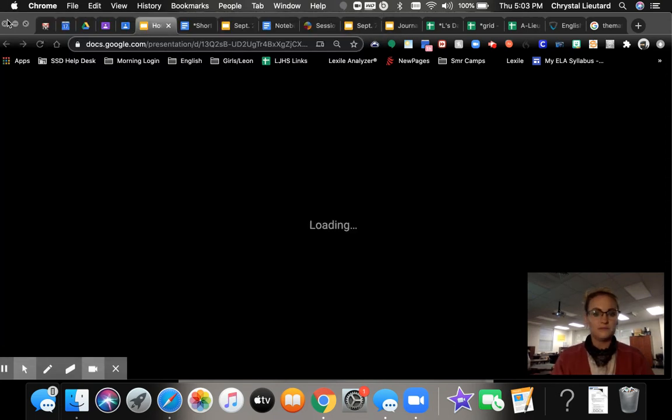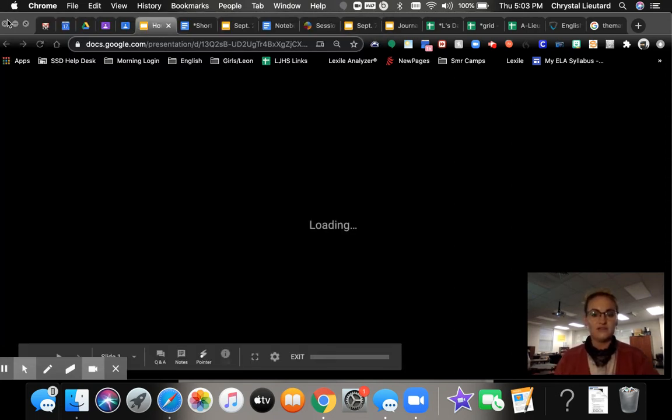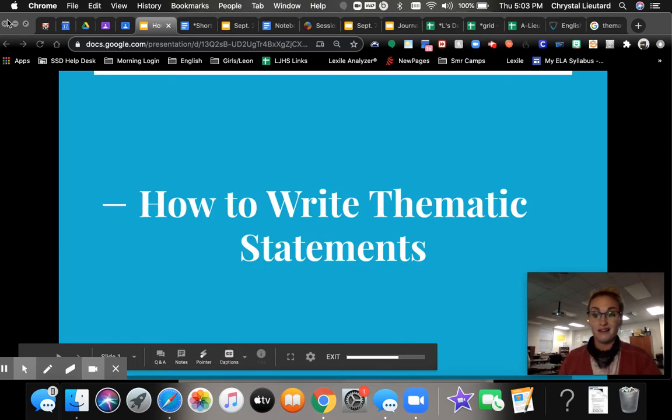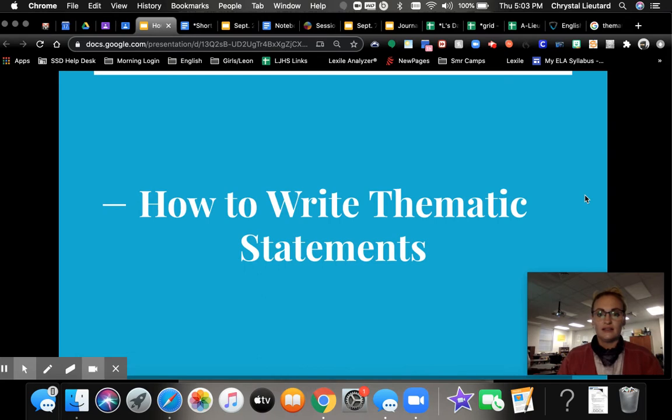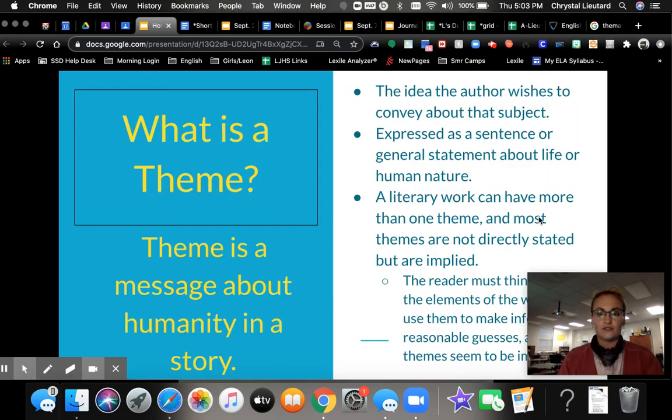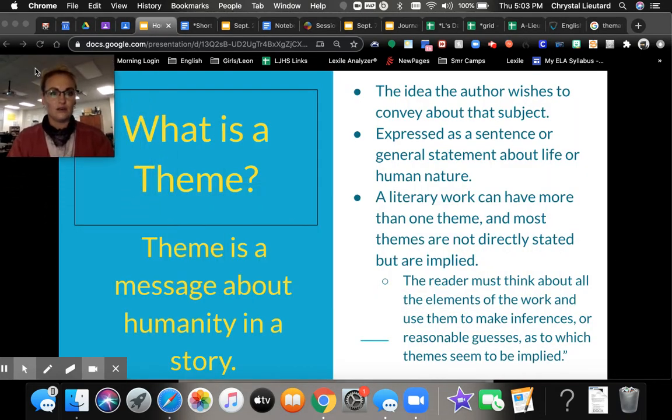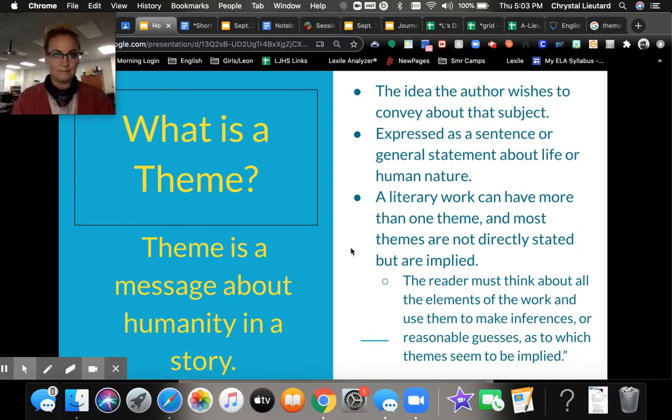Hello, hello, hello, and welcome to everything you will need to know about how to write thematic statements. This slideshow is not only for generally what a thematic statement is, but it also covers how to write one. So, let's start with what is a theme?